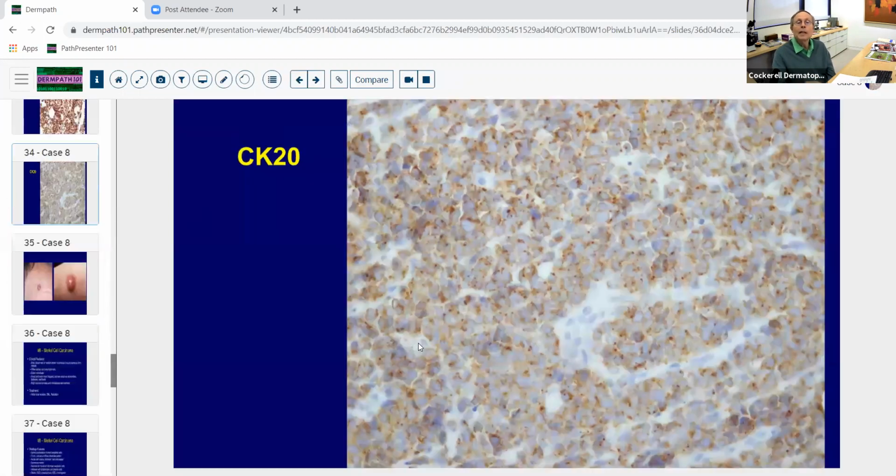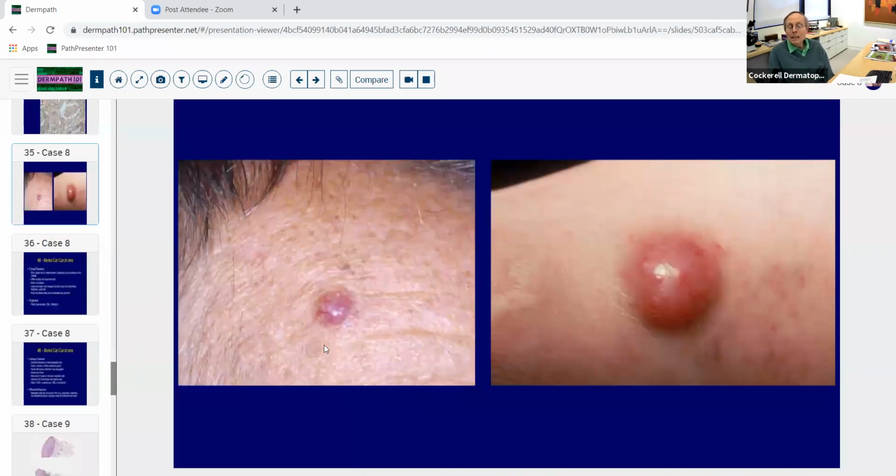Another marker that's really nicely positive, cytokeratin 20 obviously is positive. We like INSM1 in our laboratory. It's a nice nuclear stain, insulinoma-associated protein 1 marker, and that's very strongly positive in Merkel cell carcinoma. Synaptophysin and carcinoembryonic antigen are positive as well, but they're not as specific and not as clean a marker as INSM1. So we don't really use those as much in our laboratory because there's a lot of overlap.